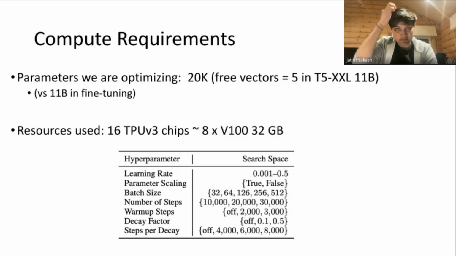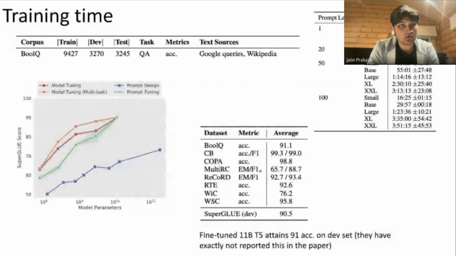And so what they do is a grid search over the best hyperparameters for a fixed task. For training time, the paper only reports the training time for a dataset called BoolQ, which is part of the SuperGLUE suite of 8 tasks. This dataset has around 10K training points, 3K validation for the dev set, and 3K test points on the server. And we see that the 11 billion model takes just under an hour to converge, assuming the prompt length is 20.